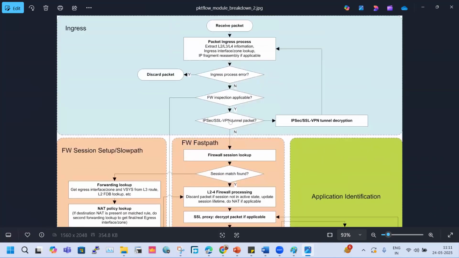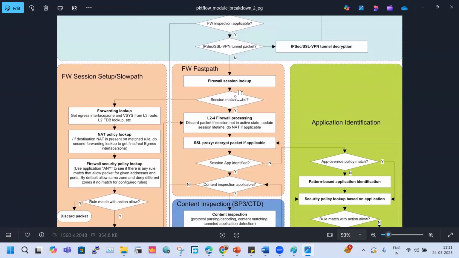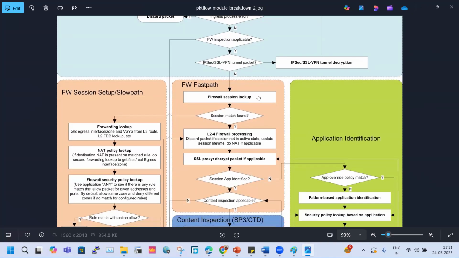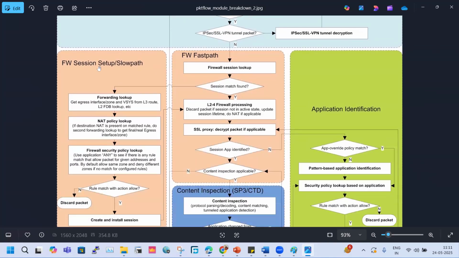So guys, we have completed the ingress stage, how the traffic is inspected or handled by the firewall in the ingress stage. Post the ingress stage, you can see we have two paths available with our firewall: a session slow path and a firewall fast path.